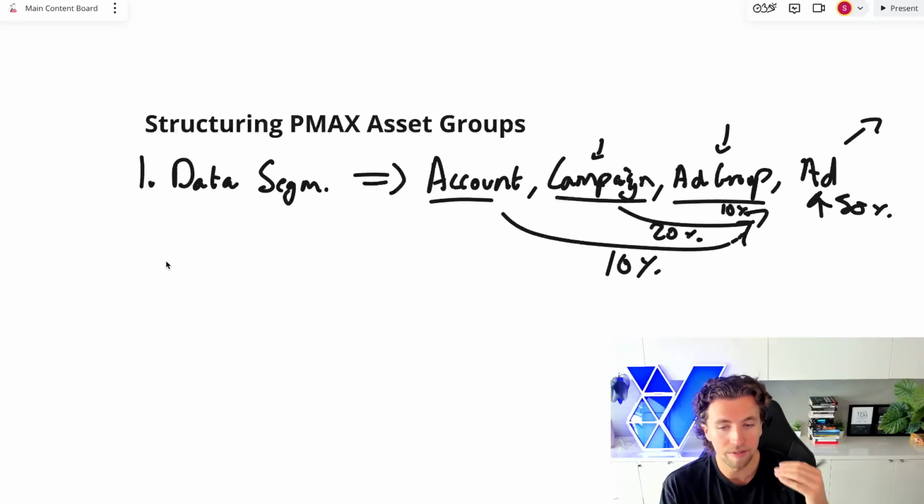number one, you're going to have less data accumulating within each asset group, which is generally going to mean worse performance.